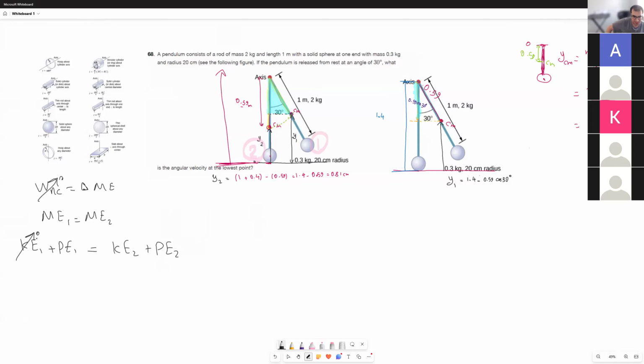And potential energy 2. Probably not, because we found the y2, right? Yeah. So let's write it down. That's going to give you mgy1, and whatever we write is for the center of mass. Kinetic energy 2 is half I omega squared plus mgy2, right?